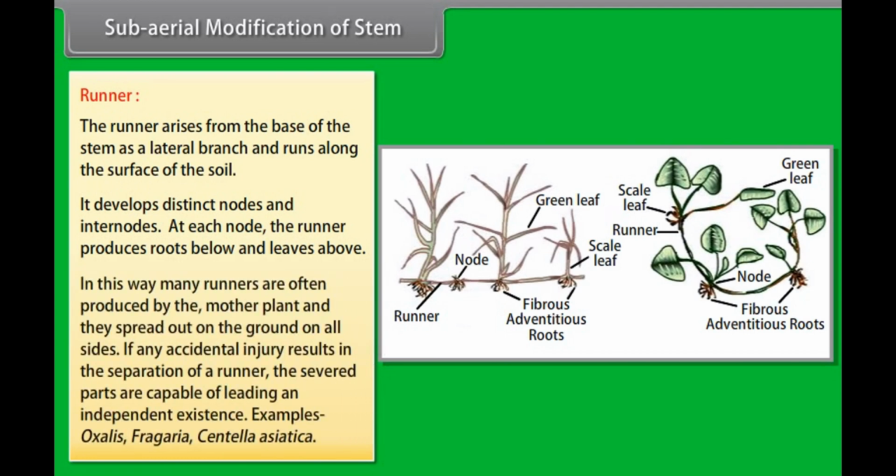In this way, many runners are often produced by the mother plant, and they spread out on the ground on all sides. If any accidental injury results in the separation of a runner, the severed parts are capable of leading an independent existence. Examples: oxalis, fragaria, statice.